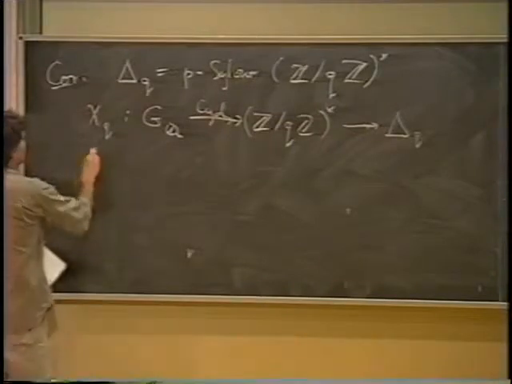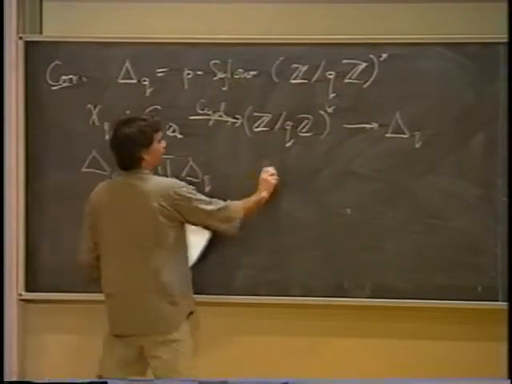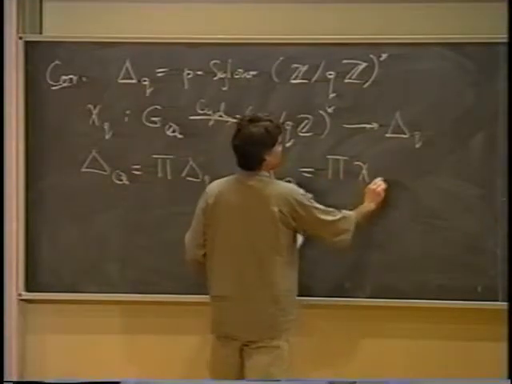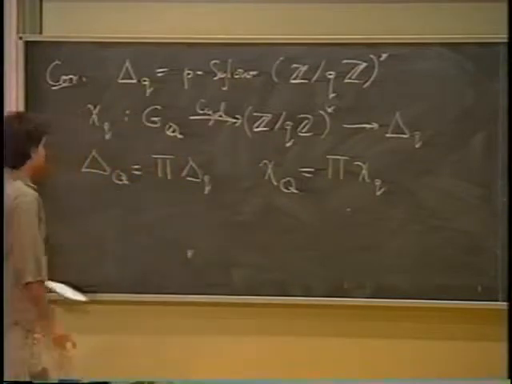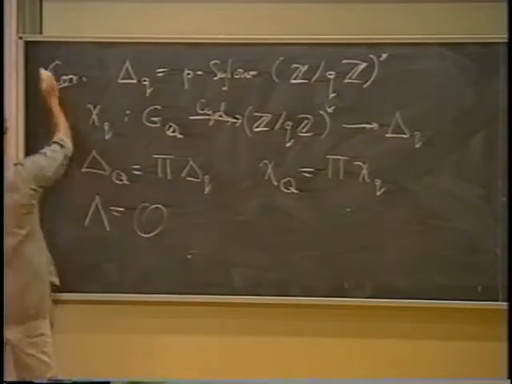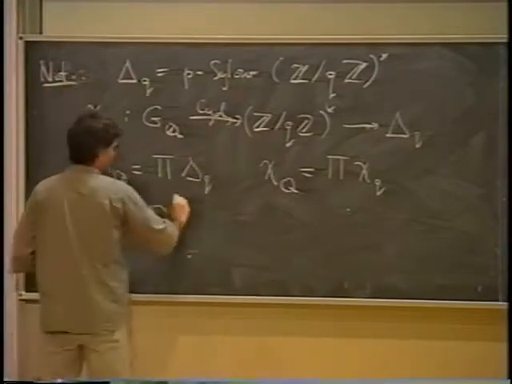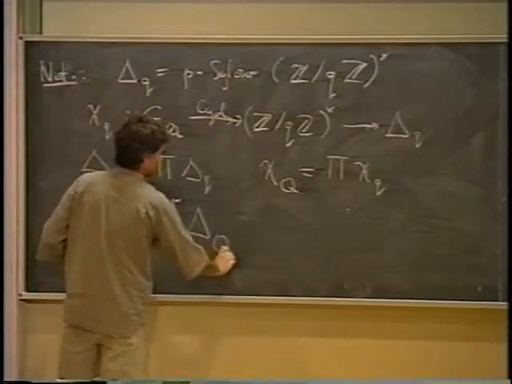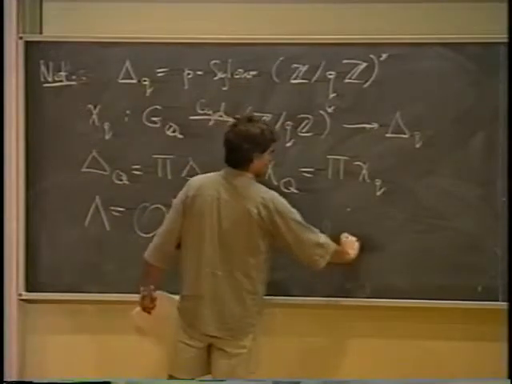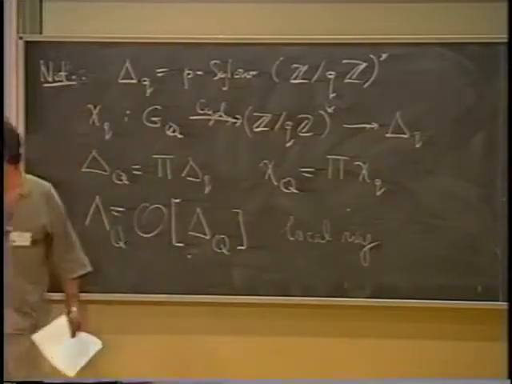And I also want to let delta Q be the product of all the delta Q's, and chi, with bold Q, a capital Q, to be the product of all those little chi Q's. And lambda to be O[delta Q], which is a local ring. So this is notation rather than corollary notation. It's like the Iwasawa algebra in this game. Maybe I'll put a lambda Q in here.